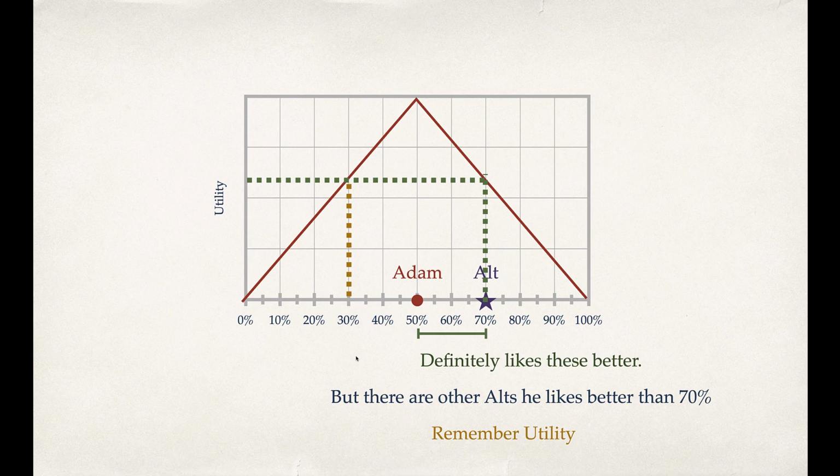All right. So what is the set of things he likes better? Well, we said he definitely likes all these better. And notice all of those alternatives give him utility, right? 60 gives him this much. 65 gives him this much. 55 gives him this much. All the points between 50 and 70 lead to higher utility. And also all the points between 30 and 50 lead to higher utility because he has symmetric and single-peaked utility.